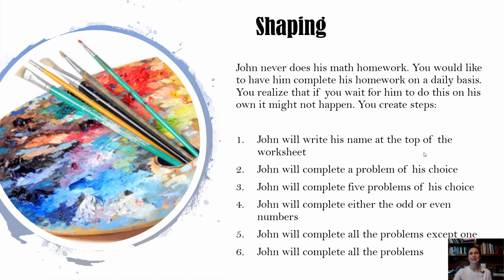So you might break it down like this. First, John just writes his name at the top of his worksheet, and he gets his reinforcer. After he is reliably doing that, then he has to complete 1 problem of his choice. After he's reliably doing that, he has to complete 5 problems of his choice. And after he's reliably doing that, he has to complete the odd or the even numbers. And then he has to complete all the problems except 1, and then he completes all of his problems. And so hopefully after shaping, he is now completing his math homework.